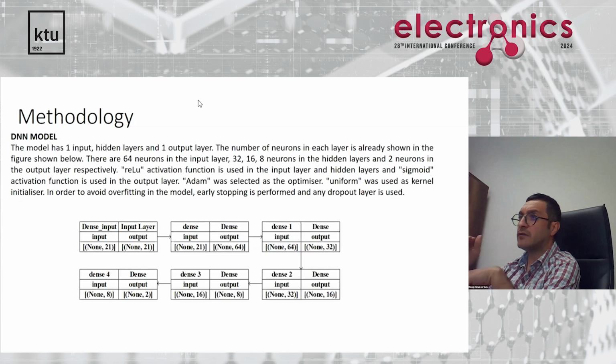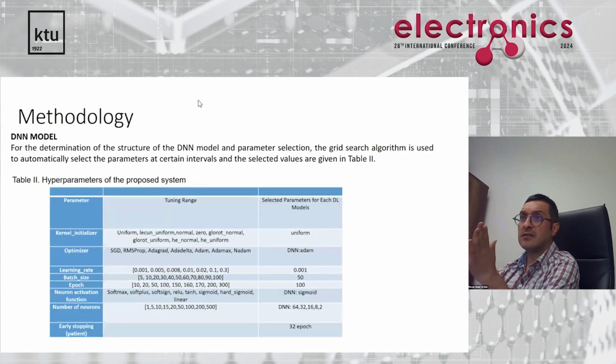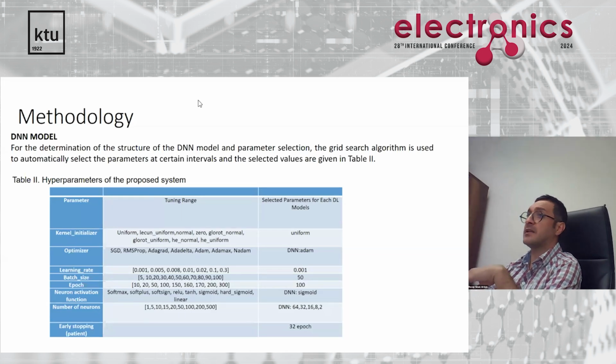The ReLU activation function is used in the input layer and in the hidden layers, and the sigmoid activation function is used in the output layer. Adam was selected as the optimizer. Uniform was used as the kernel initializer. In order to avoid overfitting in the model, early stopping is performed and no dropout layer is used. For the determination of the structure of the DNN model and parameter selection, the grid search algorithm is used to automatically select the parameters at certain intervals, and the selected values are given in table 2.